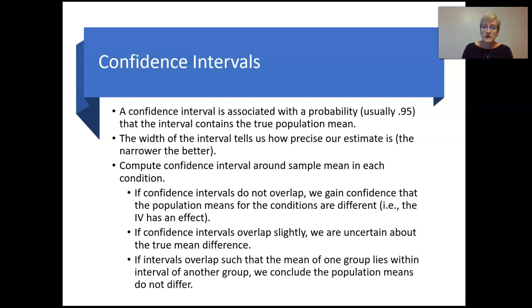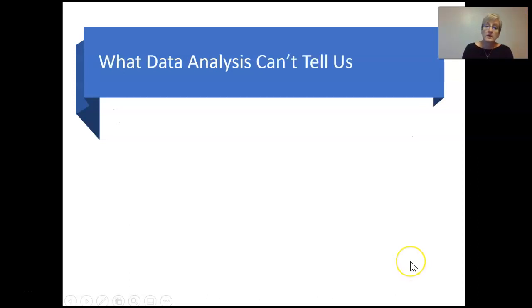If the intervals overlap a lot, now remember that figure that I showed you that showed the difference in effect size? Use that visual in your head. If the intervals overlap such that the mean of one group lies within the interval of another group, you can say that the means don't really differ very much. So it's similar in a lot of ways to that image that I gave you earlier, looking at how to think about effect sizes.